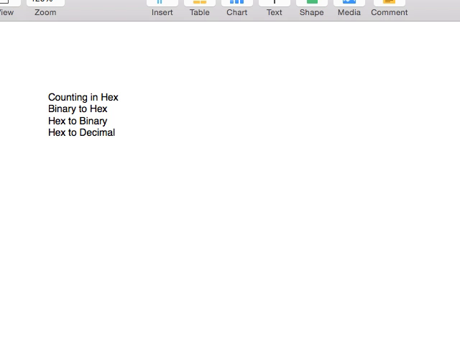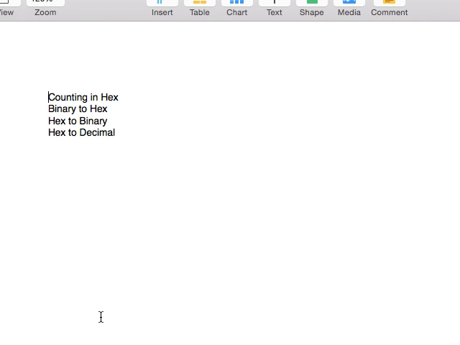We won't do decimal to hex. If you want to go from decimal to hex, probably the easiest way, in my opinion, is to go from decimal to binary and then go from binary to hex. It's kind of the whole point in dealing with hex that there are shortcuts available. All right, so let's start out with counting in hex.